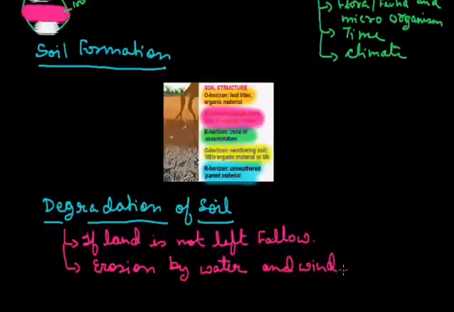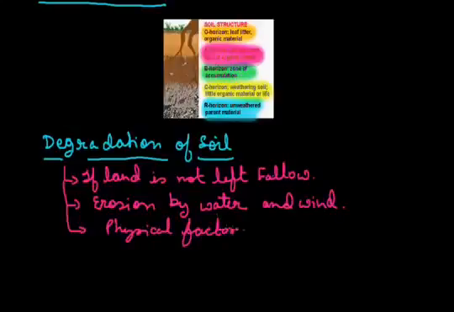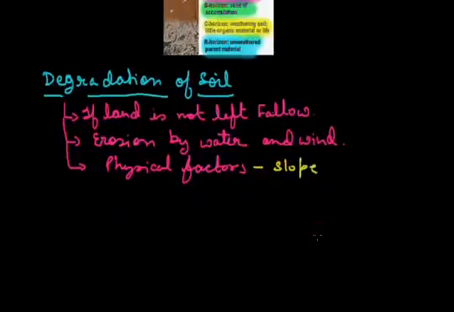Erosion by water and wind is also a major factor for the degradation of soil. Because of heavy rainfall we will see sheet erosion, meaning the upper part of the soil is eroded by water. On the other hand, too much flow of wind also creates erosion of the soil. Let us discuss some other factors also. First, the physical factors. If the area is sloping, then it helps the degradation or erosion of the soil.